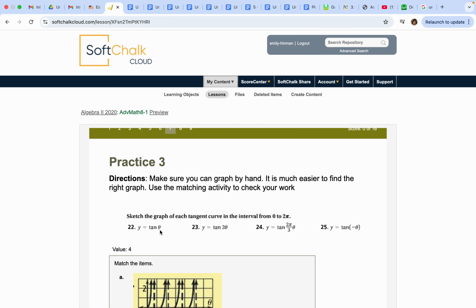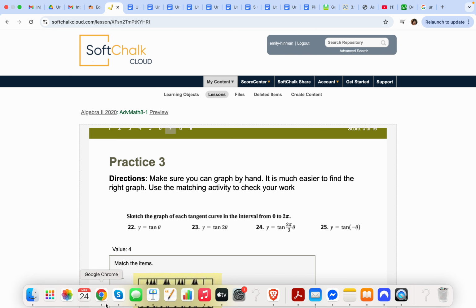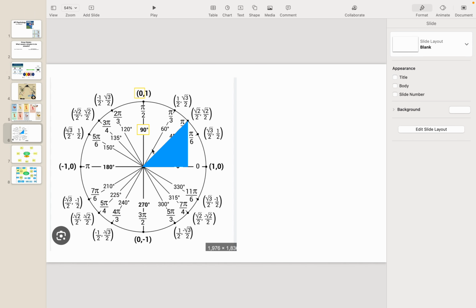So whether we're using tangent of theta or tangent of x, it doesn't matter. It just means that our input is the angle and our output is the tangent of that angle. You got to keep that track in your mind. So unit circle is always going to help us.